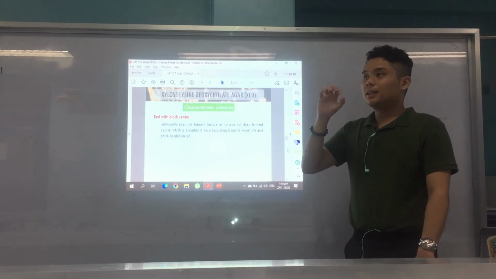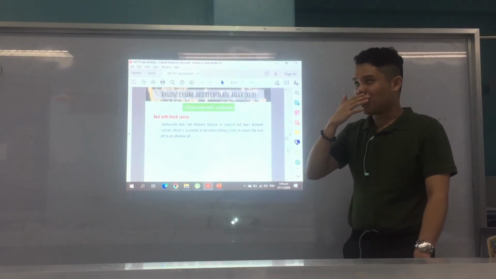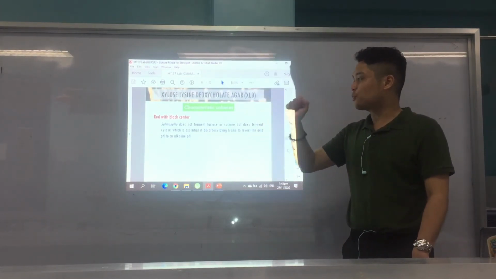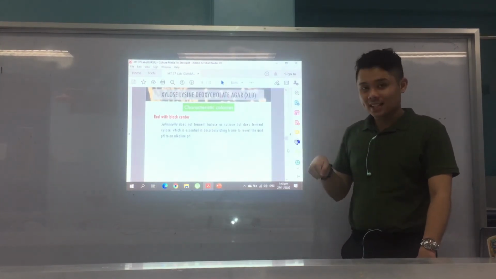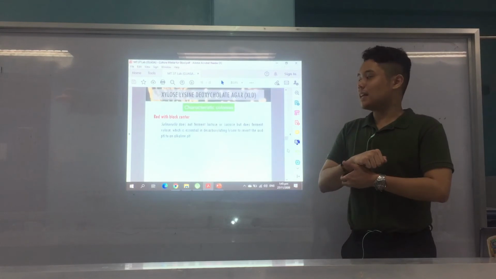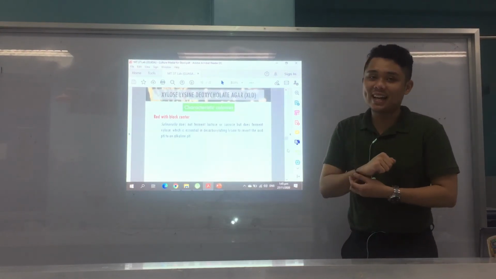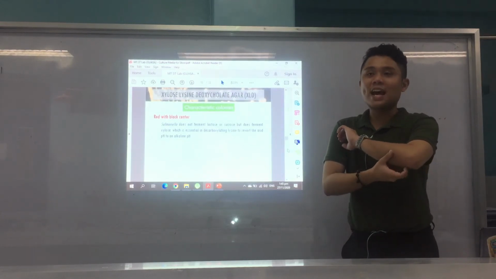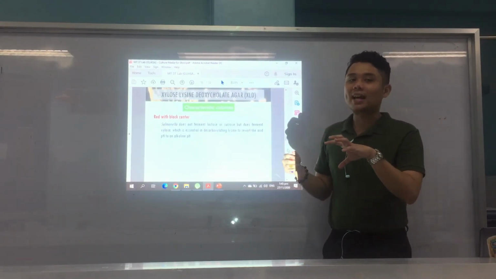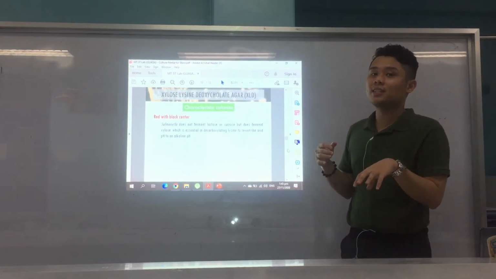So, dili siya fermenter of other sugars, but mo-ferment man siya xylose. And at the same time, iyang i-decarboxylate ang lysine. So, what happens is, ang acidic pH, mahimo siyang alkaline pH. That's why mo-color red, nagbalhin iyahang color. Kay yellow man if acidic, and red if alkaline. Because of the decarboxylation of lysine.